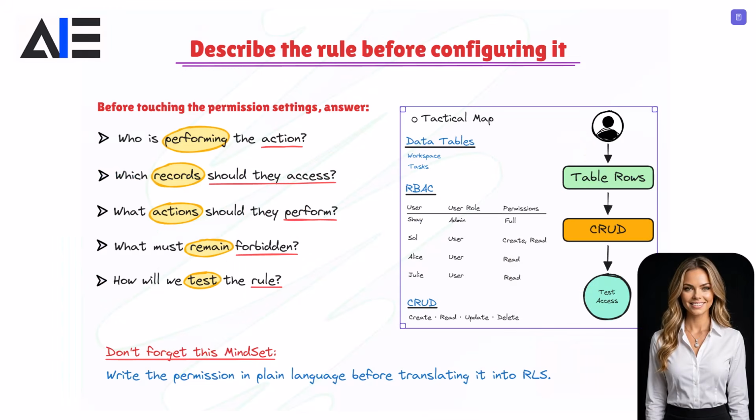Let's jump in. Before touching the permission settings, answer: who is performing the action? Which records should they access? What actions should they perform? What must remain forbidden? How will we test the rule? Don't forget this mindset. Write the permission in plain language before translating it into RLS.